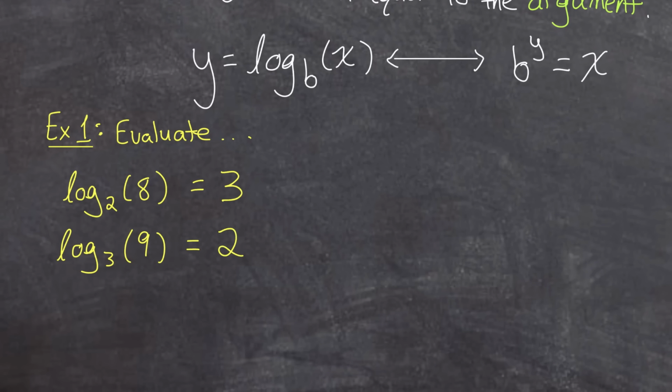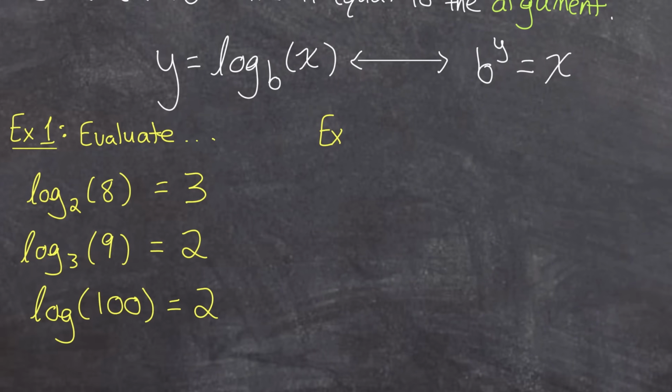And let's actually evaluate one more. What if we have log of 100? I don't see a base on this logarithm, which means it's the common logarithm that has a base of 10. So what exponent goes on 10 to make it equal 100 is 2. 10 squared is 100.